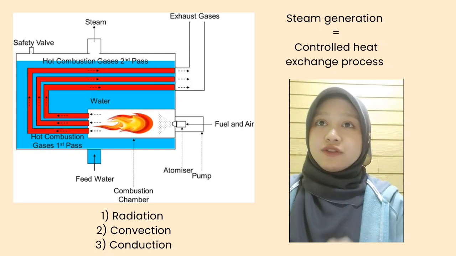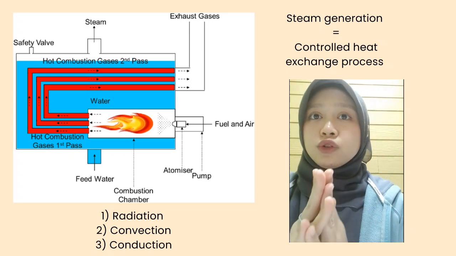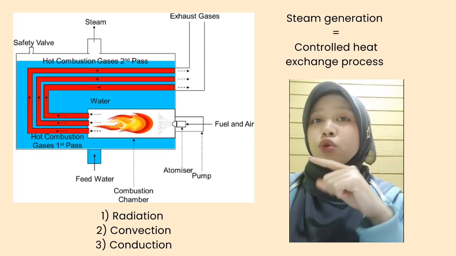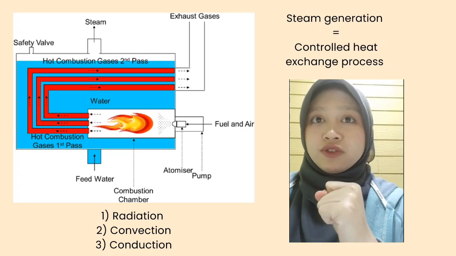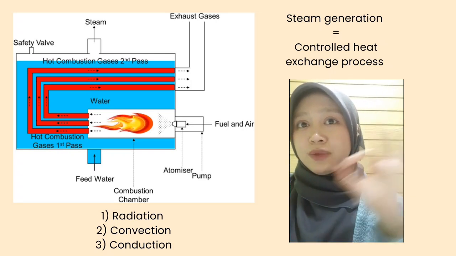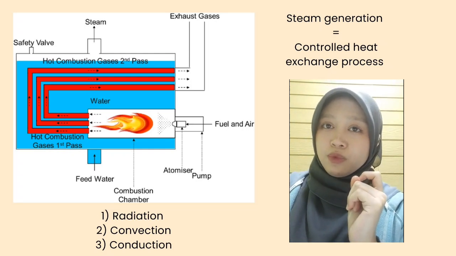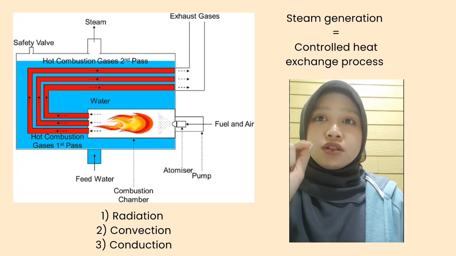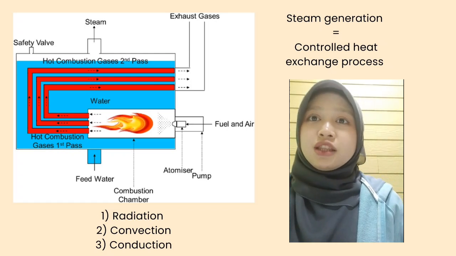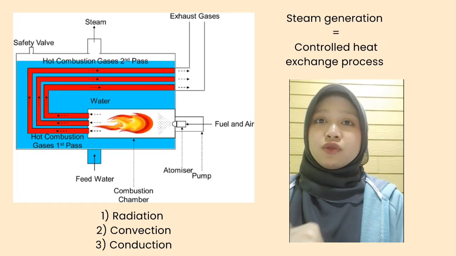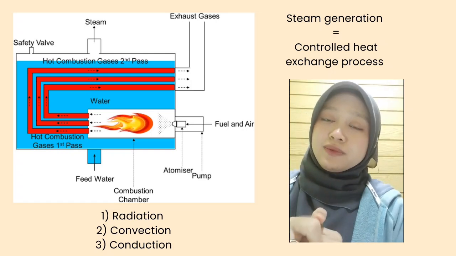Secondly is convection. After the initial radiation phase, the hot combustion gases, now called flue gases, travel into the smoke tubes. Convection takes over here. Heat is transferred from the moving hot gas stream across a boundary layer to the inner surface of the tube wall. The faster the gas moves, up to an optimal point, and the greater the turbulence, the more effective this convective transfer becomes.